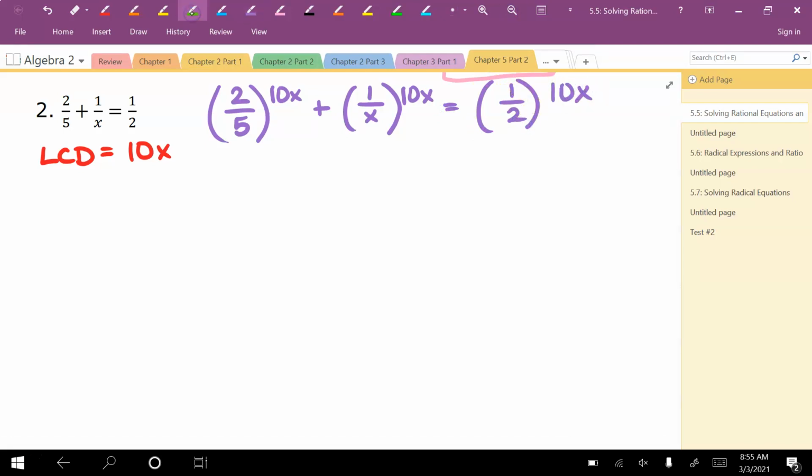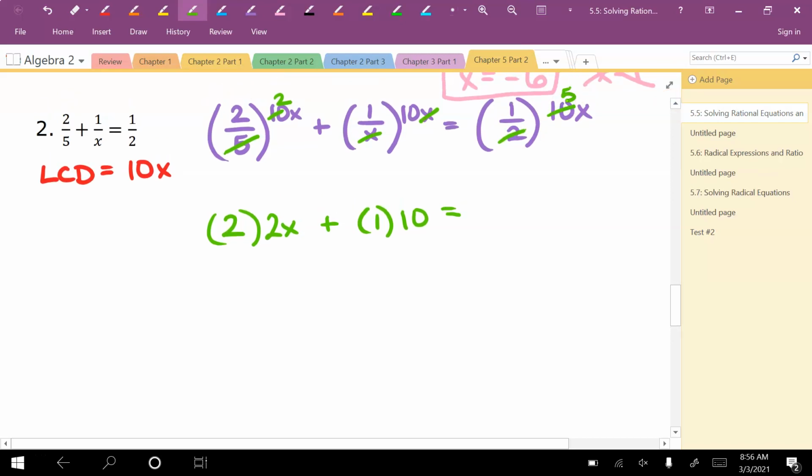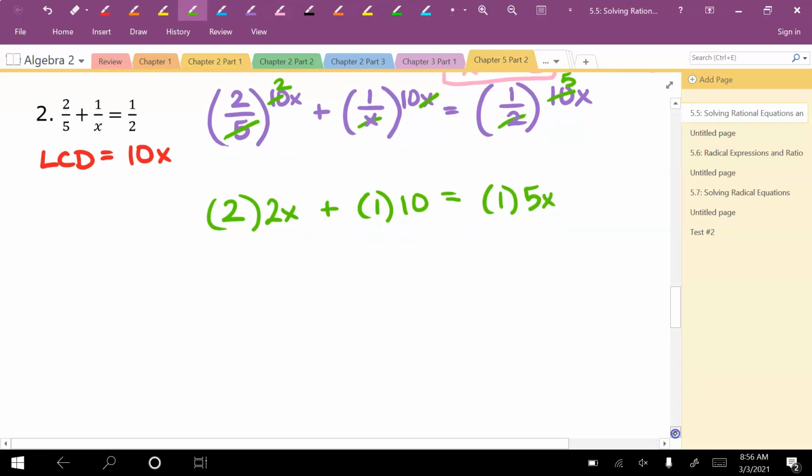Okay, and then I would go ahead and do some reducing here. So like 5 can go into 10 2 times. So you have 2 times a 2x. For the second one, you can get rid of the x's. So you have 1 times 10 left. And for the third fraction, after the equal sign, you can make the 2 go into 10 5 times. So it's going to end up having a 1 and then 5x left.